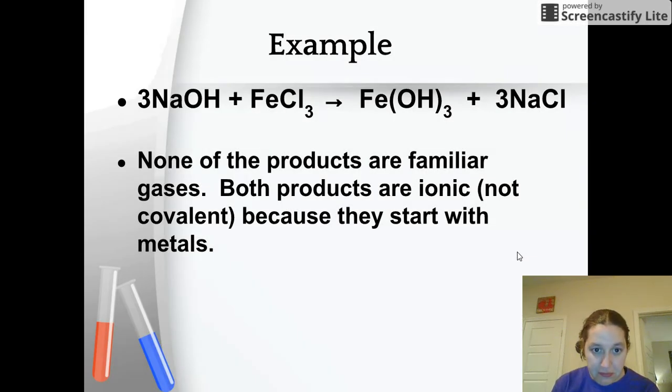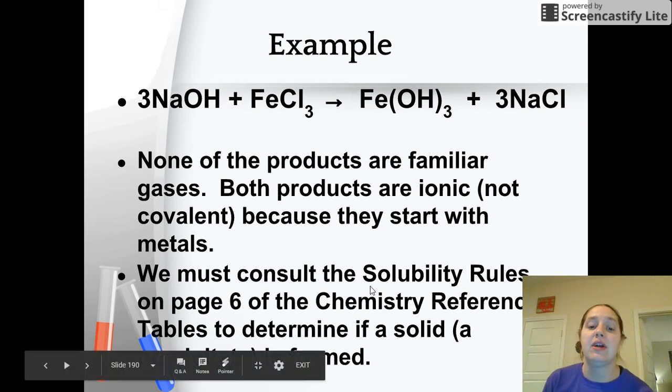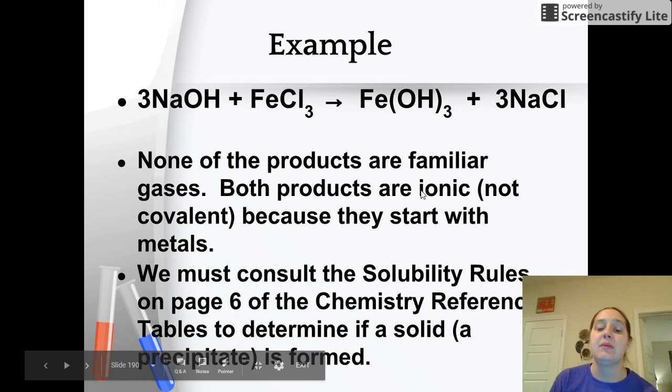All right. Now we have to take a look at both of these products. We have to figure out if this reaction occurred or not. None of these products are immediately a gas, like carbon dioxide or carbon monoxide. And also neither one of them is water or covalent. Ionic, definitely metal, nonmetal. Ionic, definitely metal, nonmetal. So now we have to think about how we know if this reaction occurs. This is the point where we take a look at our solubility rules on page 6 of our chemistry reference tables and determine if it's a solid.